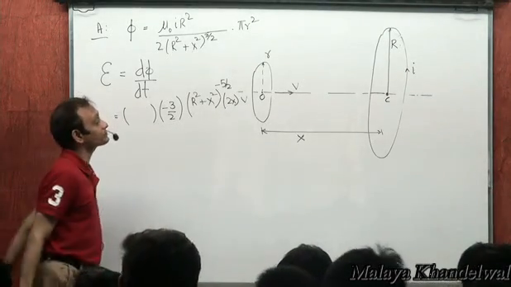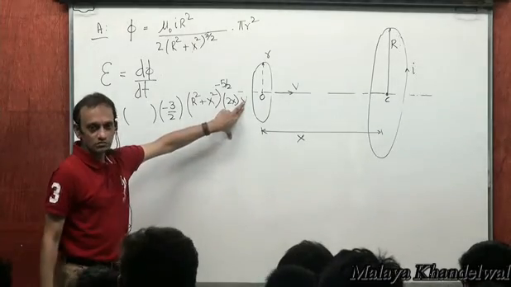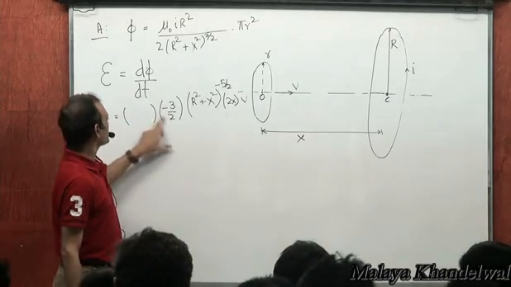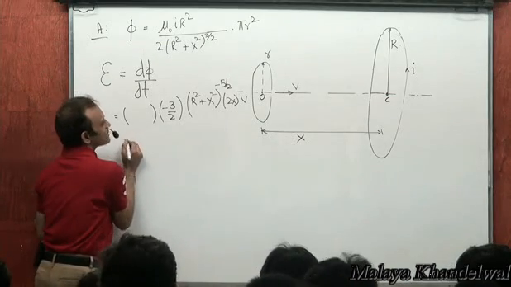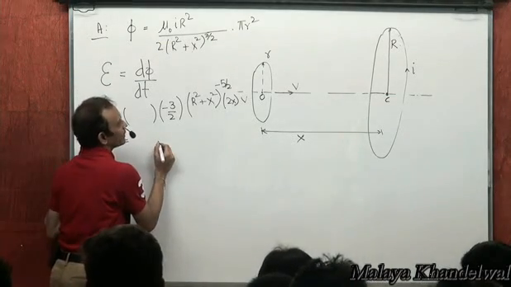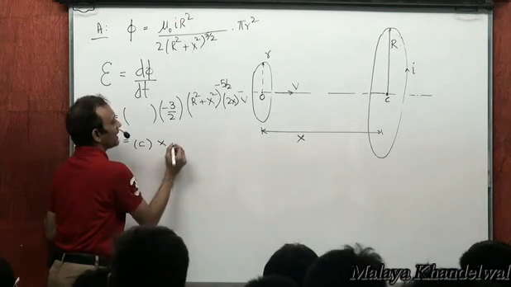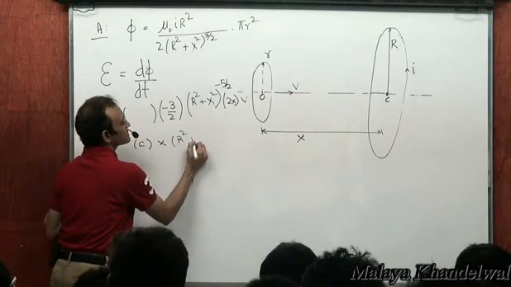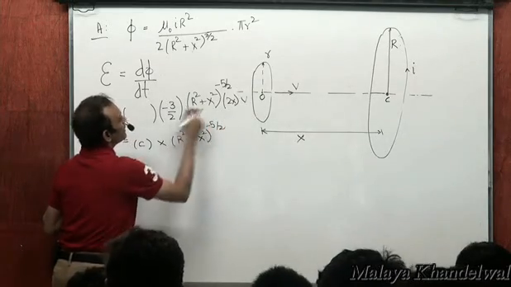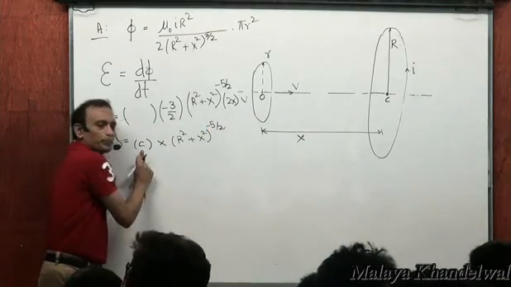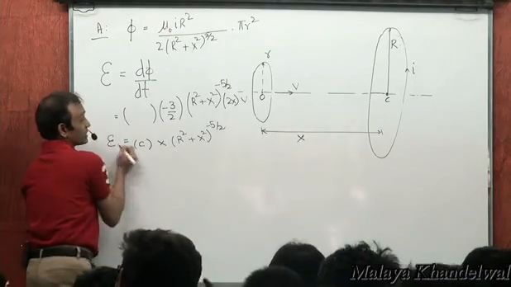Now v, of course, is constant, not varying with time. This minus 3 by 2, etc., all of it is constant. So this essentially is some constant c, say, times x into (R squared plus x squared) to the power minus 5 by 2. The v and minus 3 by 2, all of this is put under c. That's going to be the induced EMF.